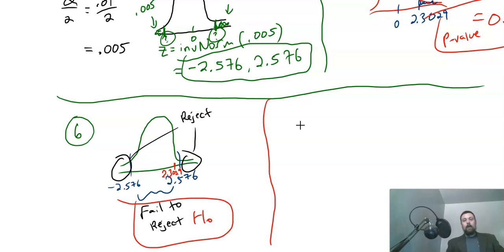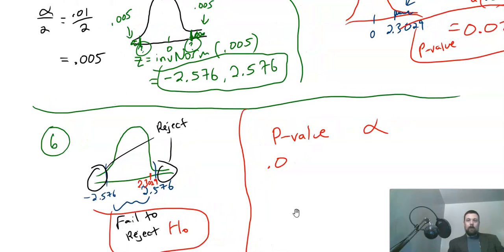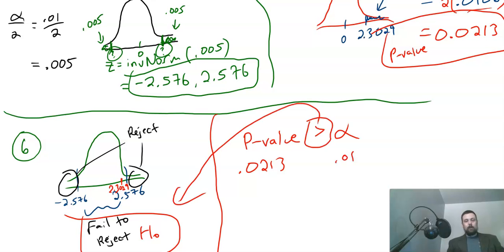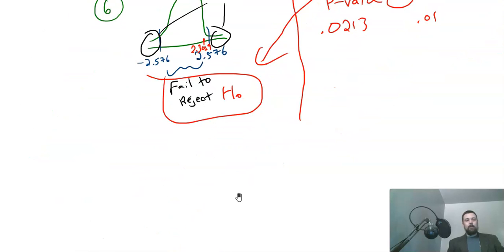If we use the p-value method to test it, the p-value was 0.02. It looks like a 1 from here, but I thought it was a 2. Oh, it's just the decimal place. Okay, 0.0213. Alpha was 0.01. The p-value is greater than alpha, which means we fail to reject the null hypothesis. So same conclusion from that.